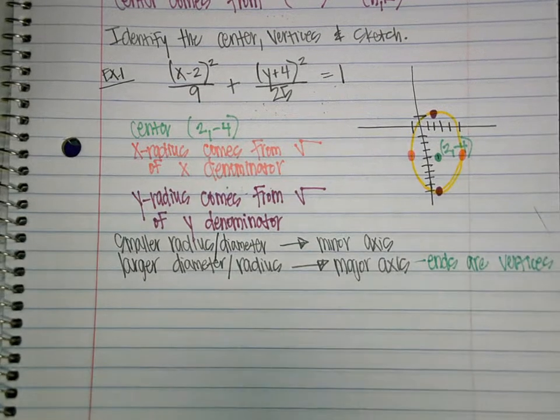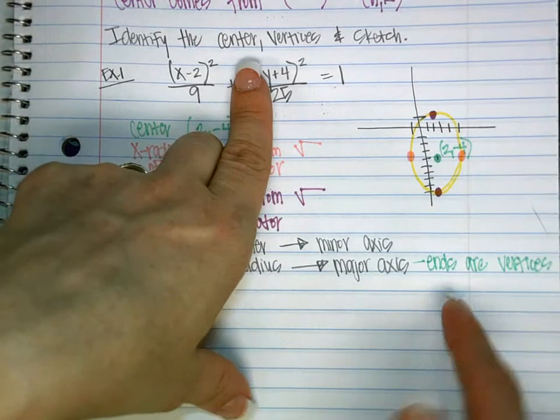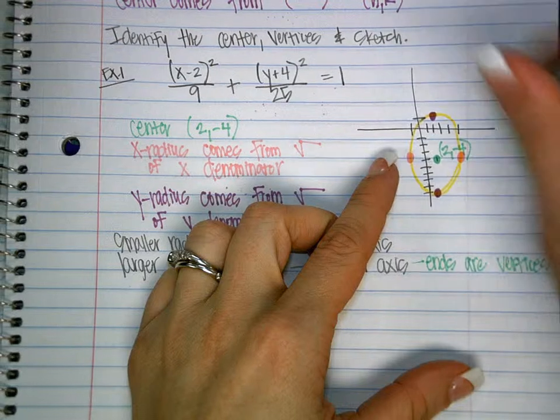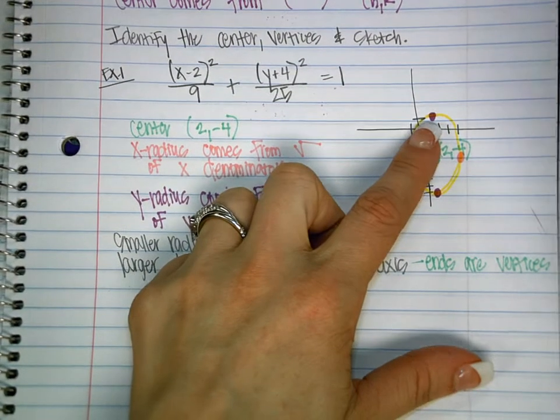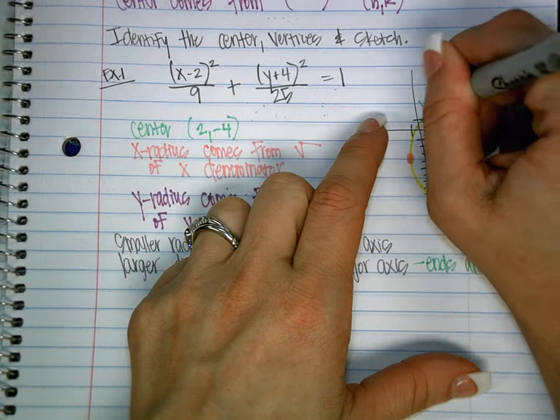So, your vertices are not always on the x-axis. They're not always on the y-axis. They're the ones that are farthest away from the center. Okay? So your vertices, one of them is here. What's this vertex? If you label this vertex, this vertex is at 2, 1.